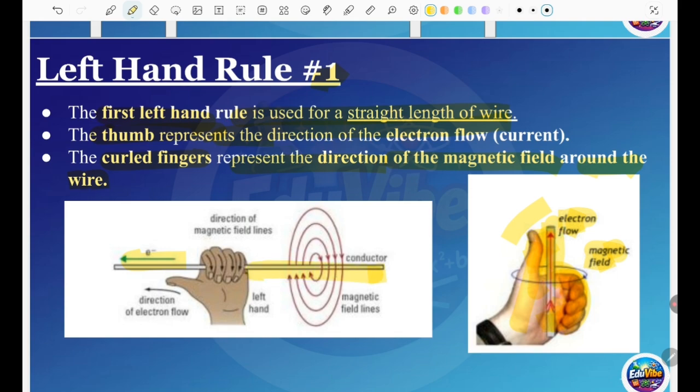This is a conductor wire. So this is the left hand rule for a straight length of wire.